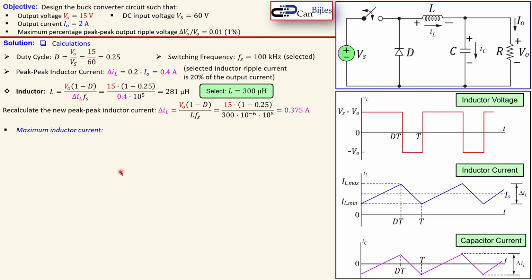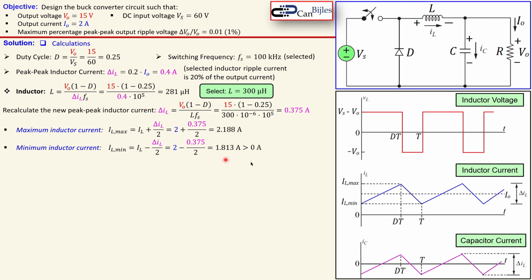The maximum inductor current, as said before, that can be calculated like so. That will be then 2.188 amps. And the minimum inductor current in the similar form, which will be then 1.813 amps. Okay, and this is, as shown here, larger than 0. So we are in the continuous current mode.